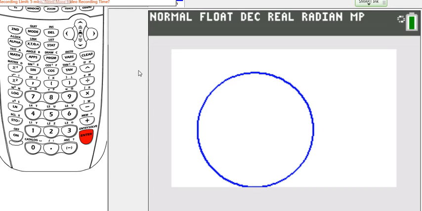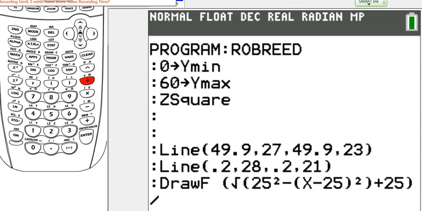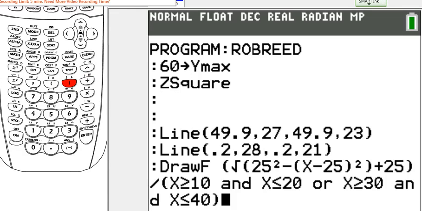So the last thing I want to show you is, let's say I want to take the top half of the circle, but I don't want to show it over specific parts. So I'm going to do a domain restriction. So I'm going to divide by an inequality, but I want to show you that you can do multiple inequalities at once. Okay, so notice here I've done an x is greater than or equal to 10 and x is less than or equal to 20, so that's one restriction between 10 and 20, or the other restriction between 30 and 40 is only going to show me specific pieces.